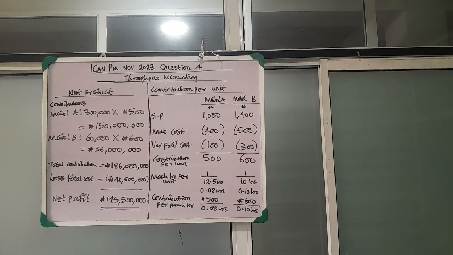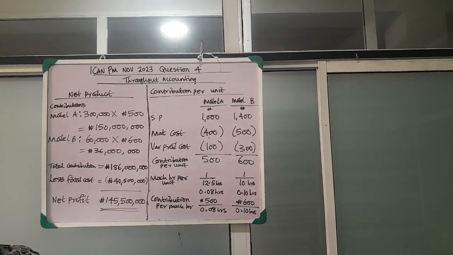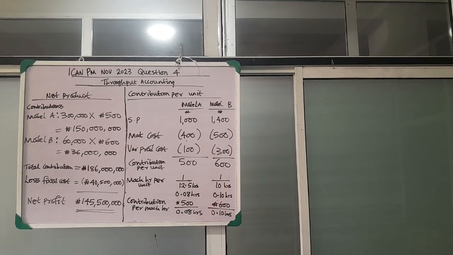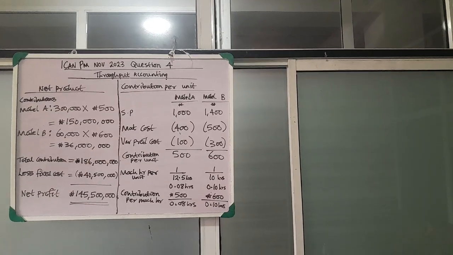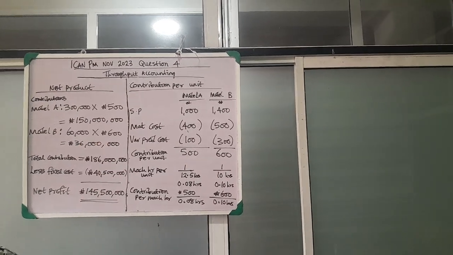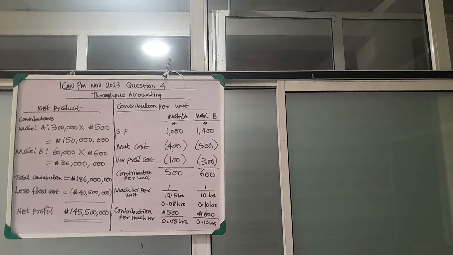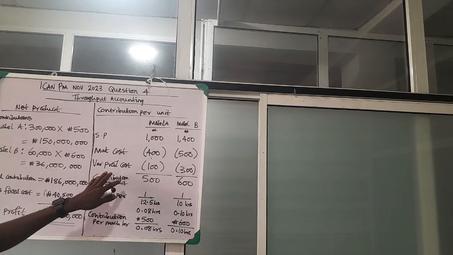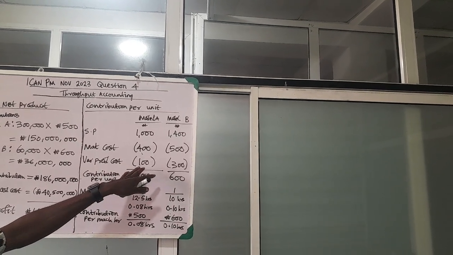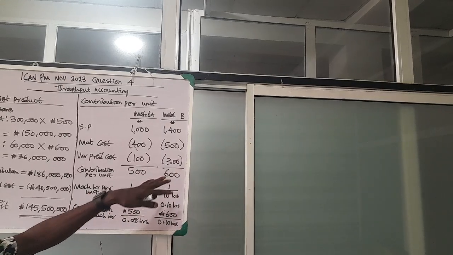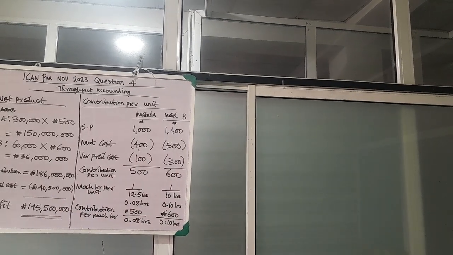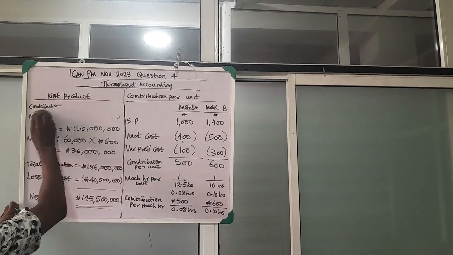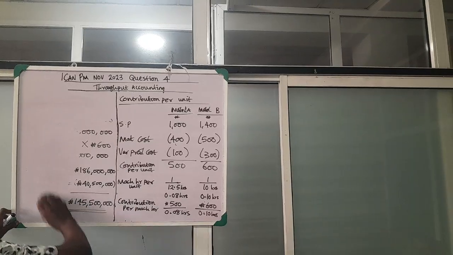What are they talking about? Throughput accounting doesn't consider every variable cost as variable. Some are seen as fixed. The only one considered as variable is the direct material cost. That is what is seen as variable under throughput accounting. So some of the ones we considered as variable in marginal costing will no longer be variable. You can see here, we took variable production cost as variable. It's no longer going to be variable, so it will now become a fixed cost. So I will wipe this and we'll proceed to compute for the B.